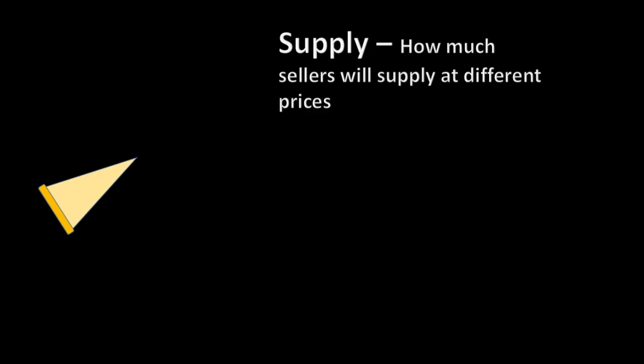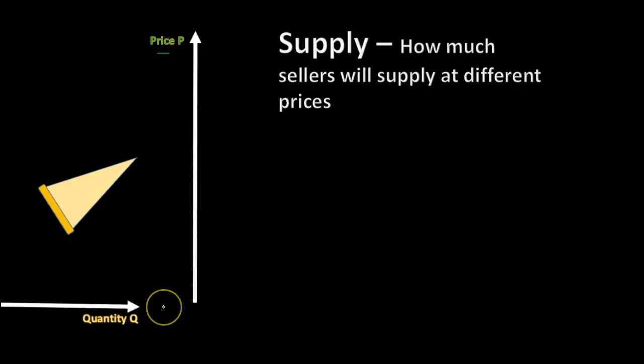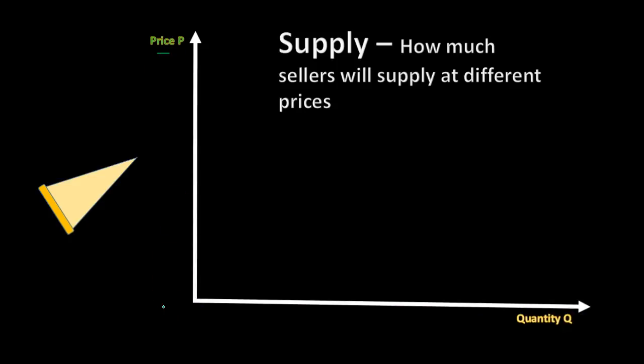What does supply mean? Supply represents what sellers are willing to supply at different prices. So if we have our pizza here, we're talking about how much pizza sellers are willing to provide at different prices. If we take a look at our graph, we have the y-axis, or vertical axis, being price, and the horizontal or x-axis being quantity. So quantity in this case is pizzas, and price is up here.